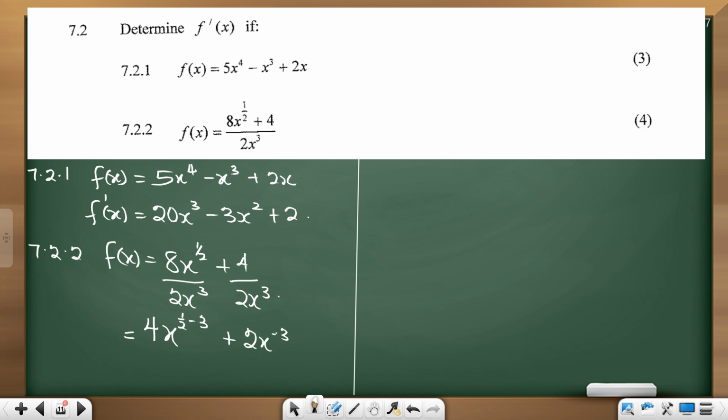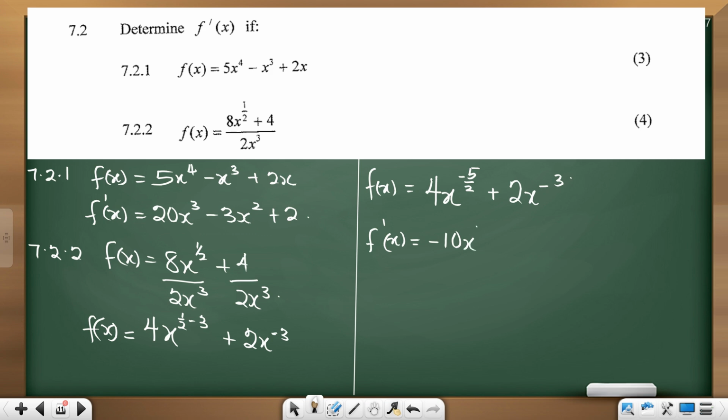Take your x up. Guys, this is still f of x. Let's simplify. What is f of x? 4 x to the power what? Negative 5 over 2. Negative 5 over 2 plus 2 x to the power negative 3. Now I can derive. What would that be? 5 over 2 times 4. What would that give us? Negative 10.